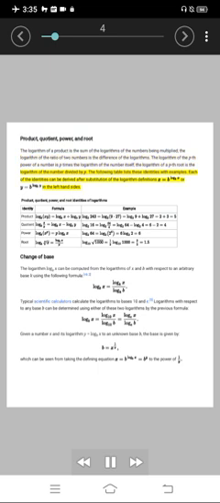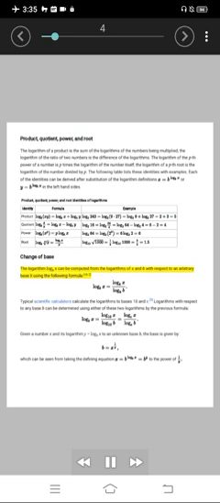Each of the identities can be derived after substitution of the logarithm definitions in the left-hand sides. Product, quotient, power, and root identities of logarithms. Change of base. The logarithm log base b of x can be computed from the logarithms of x and b with respect to an arbitrary base k using the following formula.